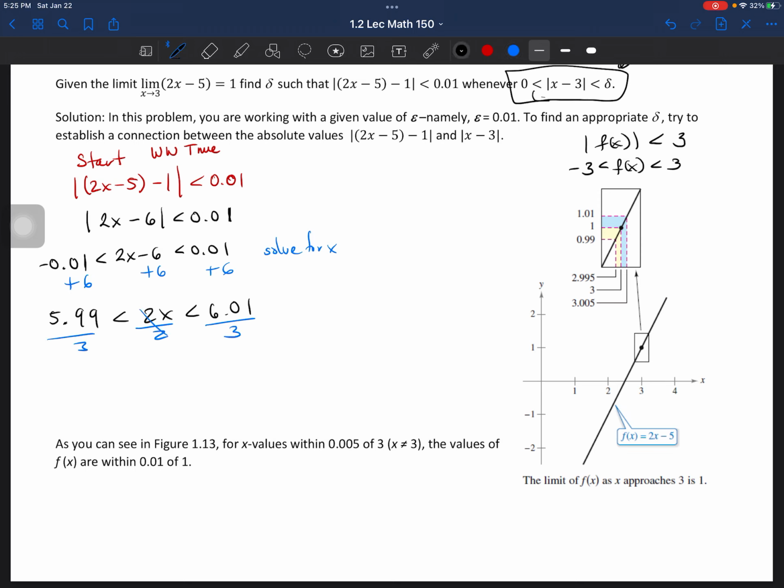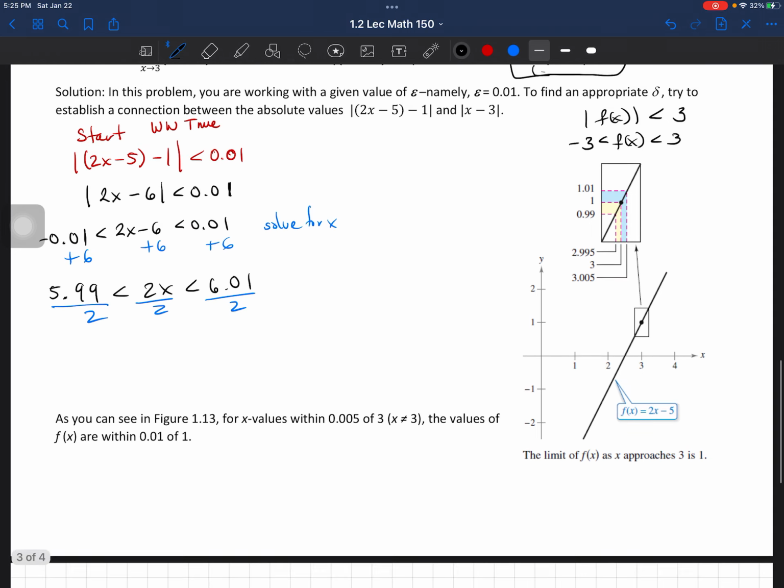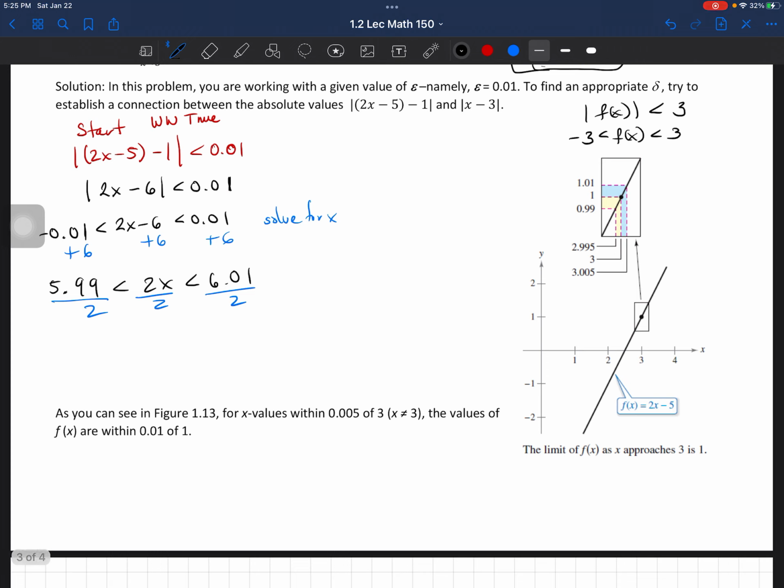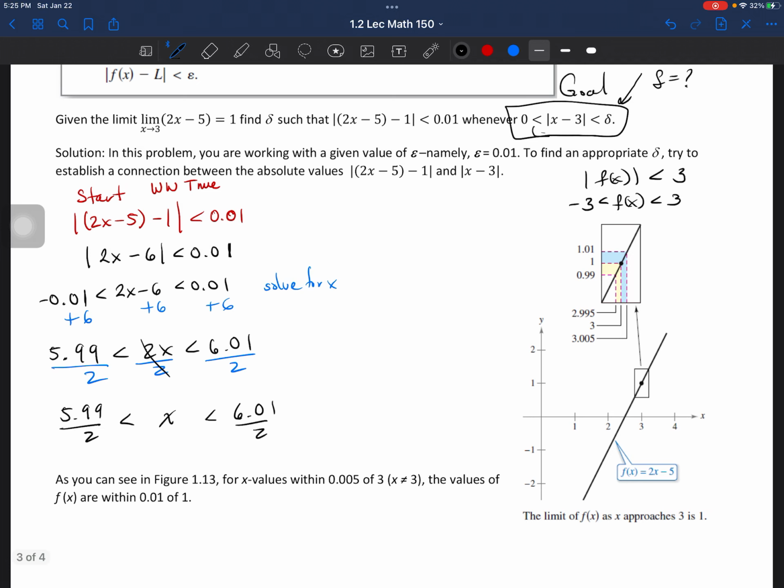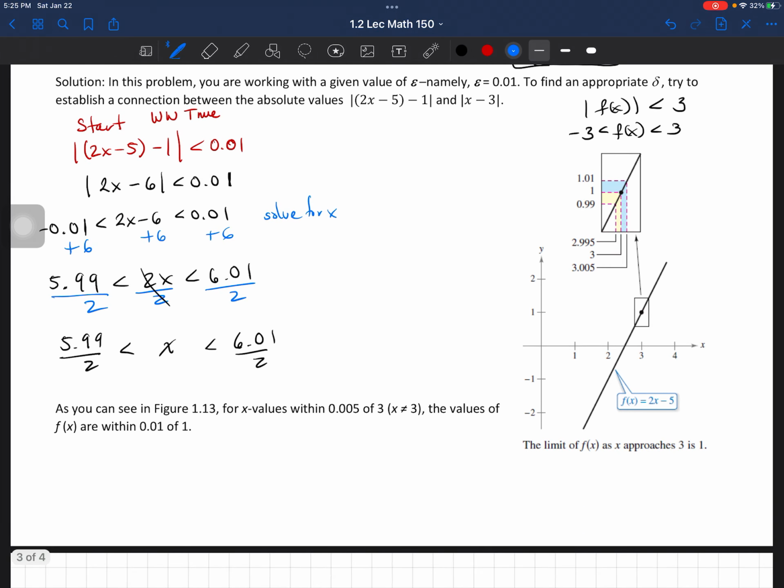And again, that will help us. And I meant 2. I don't know why I wrote the 3. That's so weird. 2, 2. There you go. This will cancel each other out, and so we end up getting 5.99 over 2 less than x less than 6.01 over 2. Now, if you notice, we almost have what we needed. Don't we just need a minus 3? So what we can do here is just subtract 3 on all 3 sides.